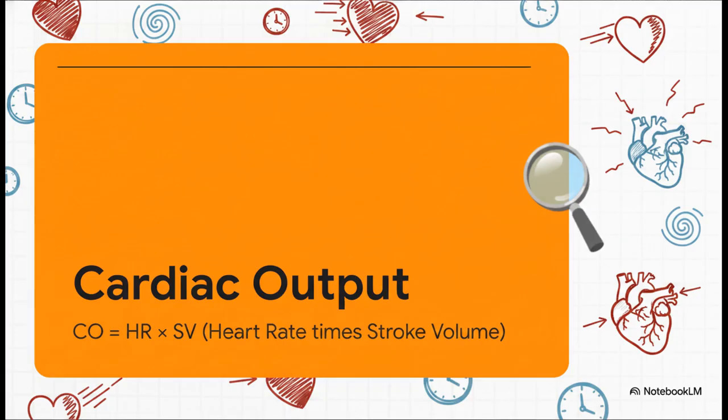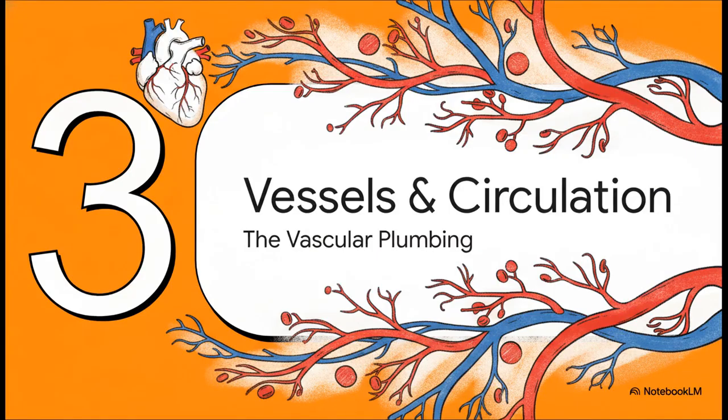But watch out for the MCAT application here. You'd naturally think a faster heart rate always means a higher cardiac output. But at an extremely rapid heart rate, your cardiac output can actually plummet. Why? Because the heart is beating so fast that the ventricles literally don't have enough time to fill up with blood during diastole.